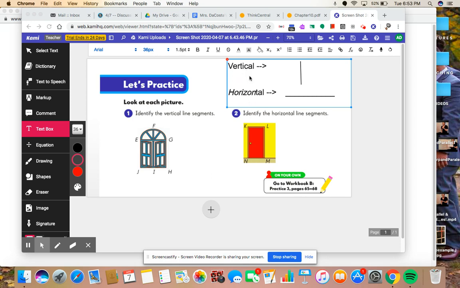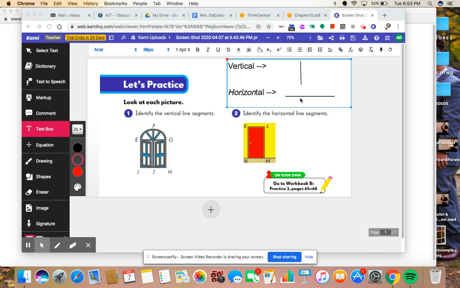If you want to write them down in your notebook, you can label the page like we usually do, with the date. Today is April 8th, 2020. And then on the left, you can put chapter 10, let's practice. And then vertical, you can actually draw a picture of a line. Vertical means that the line is going up and down.